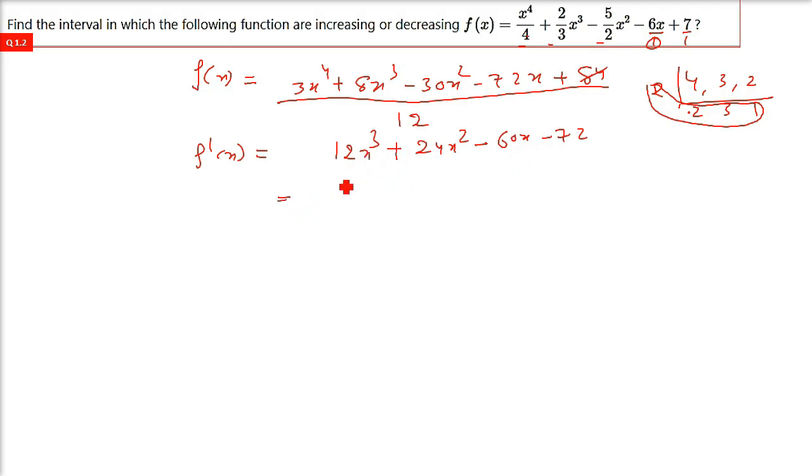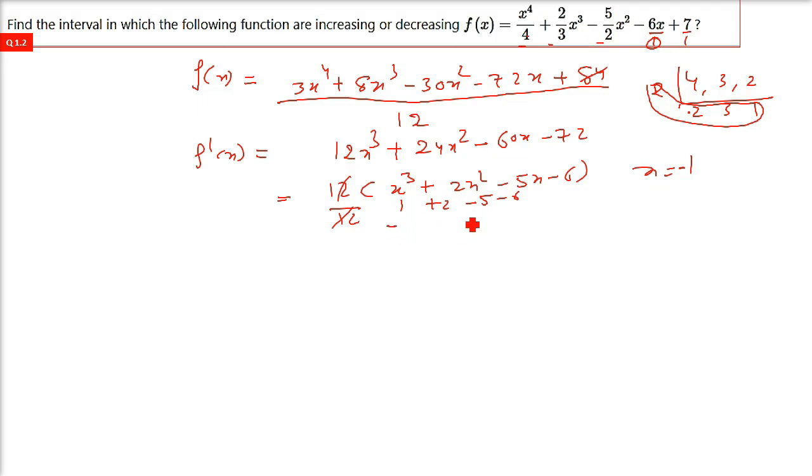You can just take this 12 outside. So when you take 12 outside, it will be x cube plus 2x square minus 5x minus 6. You have 12 in the denominator also. Now you don't have to worry about the constant because they are already cancelled. Let us put x equals 1 here. You won't get the answer. Now put x equals negative 1.